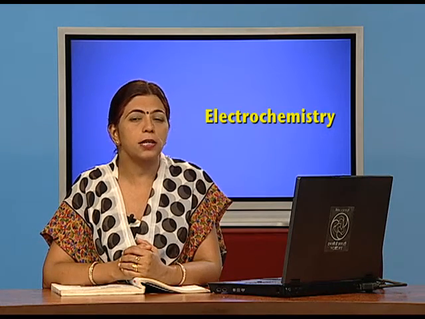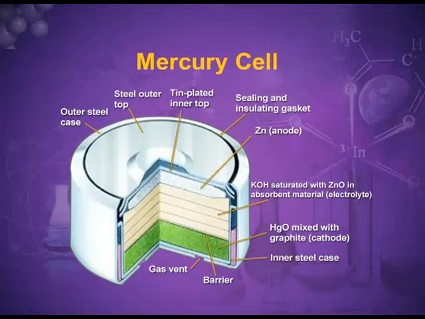Since it is an electrochemical cell, there must be an anode, a cathode and an electrolyte, and obviously there will be the transfer of electrons. The anode here is made up of zinc. The cathode is made up of mercuric oxide and graphite, and the electrolyte is zinc oxide and KOH.